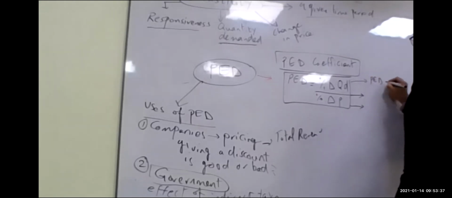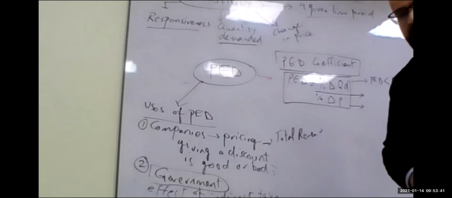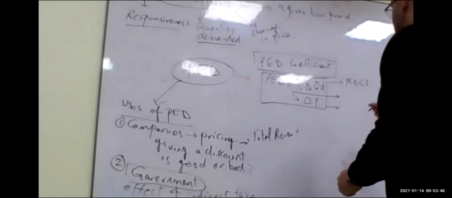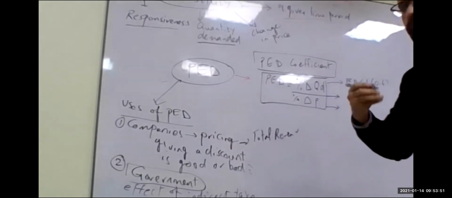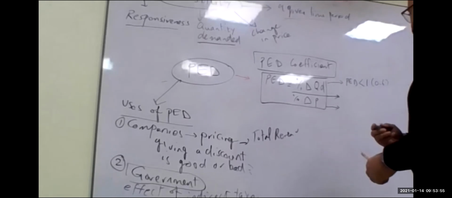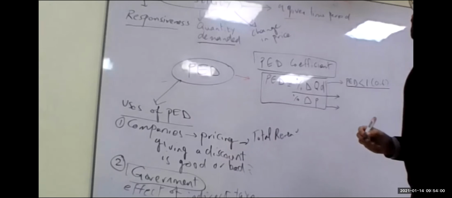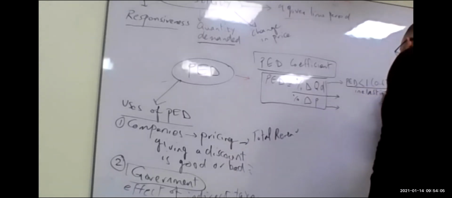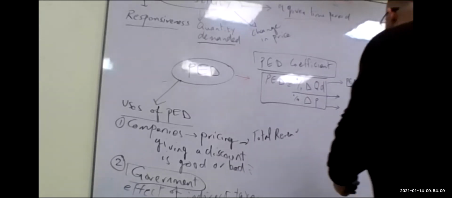PED is less than 1. This is the first possibility. Let's say 0.6, 0.5, 0.4, all of these values are less than 1, right? So when PED is less than 1, the product is inelastic, or the product has inelastic demand, right?